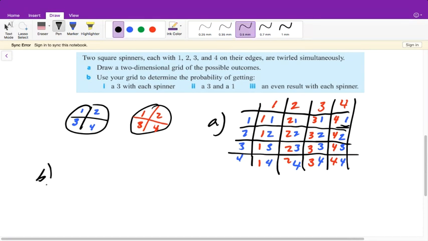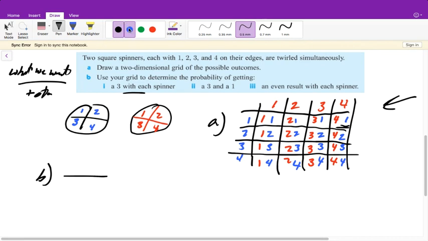So for B, it's saying use this grid. So now we're going to use this to determine the probability of getting a 3 with each spinner. So that means that I'm going to roll a 3, 3. So remember, with our probability, it's what we want over the total. So we're looking for the possibility of getting a 3, 3. Well, there is only one time that we roll a 3, 3. So that means the numerator is 1.